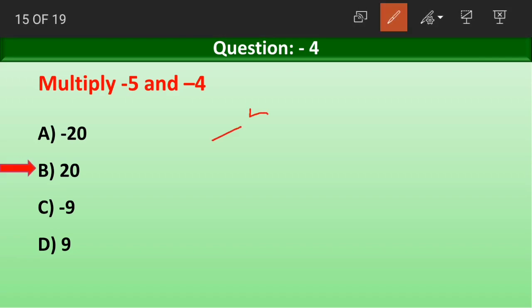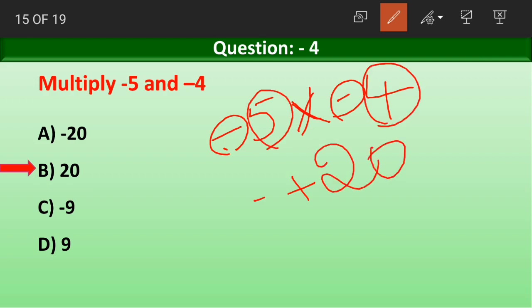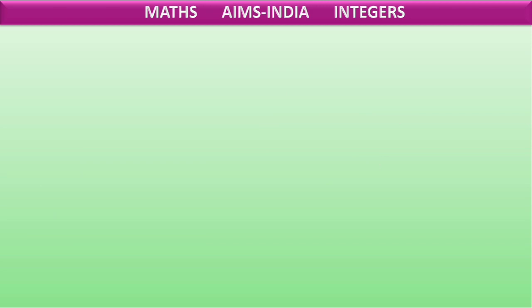How is it 20? When we multiply minus 5 and minus 4, first look at the signs. We have two same signs and we are multiplying them. Now what will the result be? The result will be a positive integer. As both the signs are same, the result will be positive. Coming to the absolute values, 5 fours are 20. So the answer is positive integer 20, or plus 20.